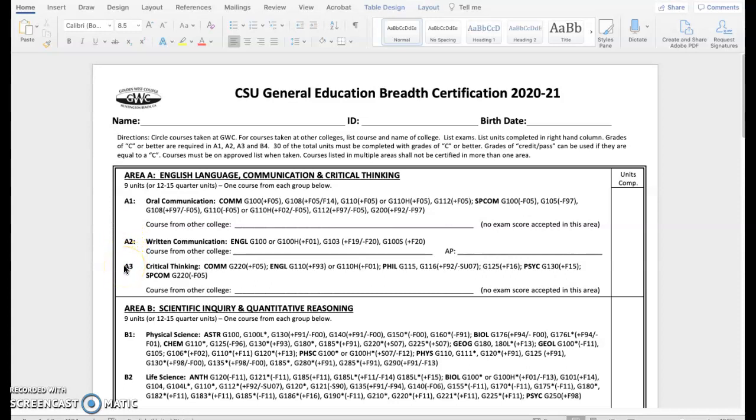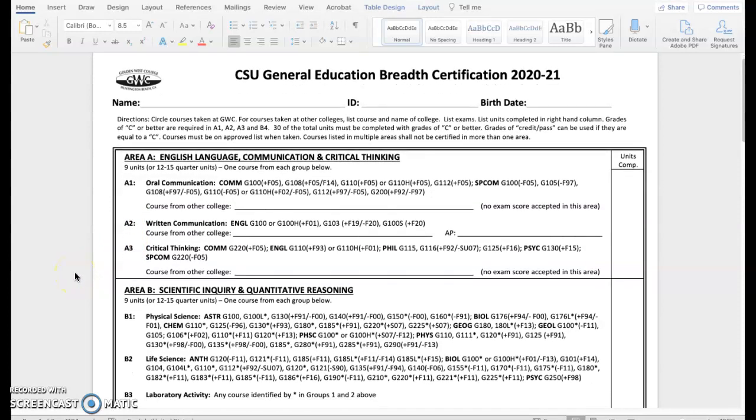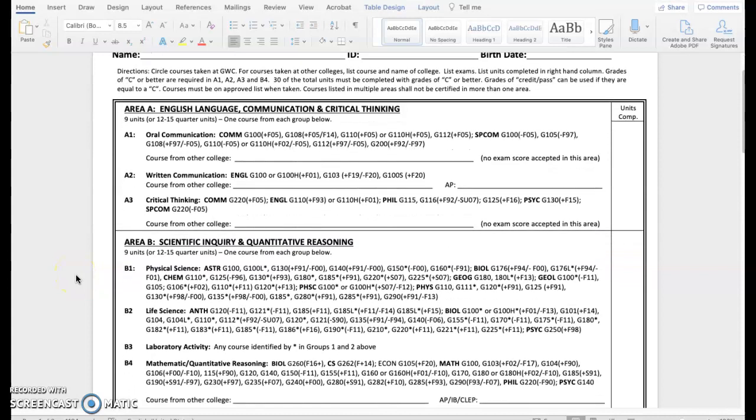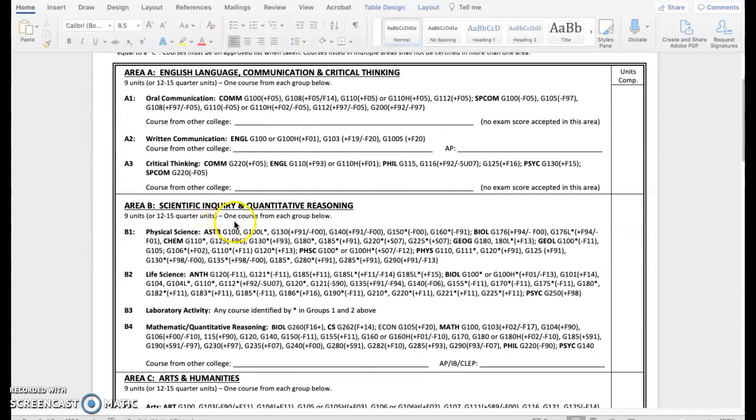from A3. If we scroll down to Area B, you will see again it tells us that we need 9 units with 1 course from each group below. So what this means is I need 1 physical science from B1, 1 life science from B2, and then for B3, which is the lab requirement, that lab needs to correspond to either the physical science I chose or the life science I chose. And additionally, I need 1 math class from B4. This will likely come from my major.